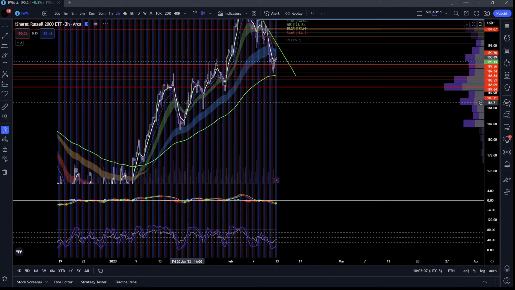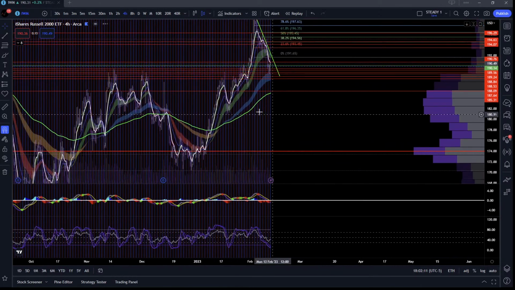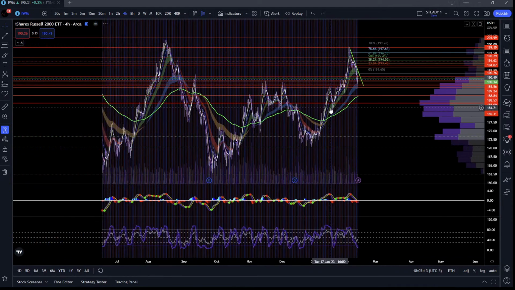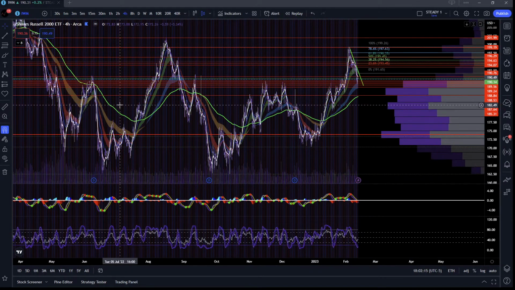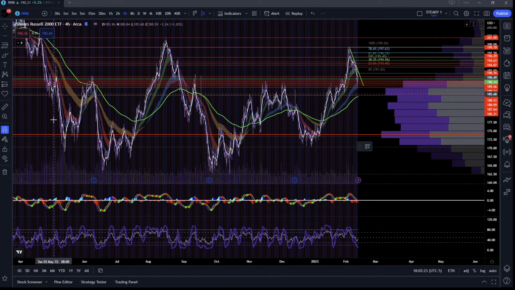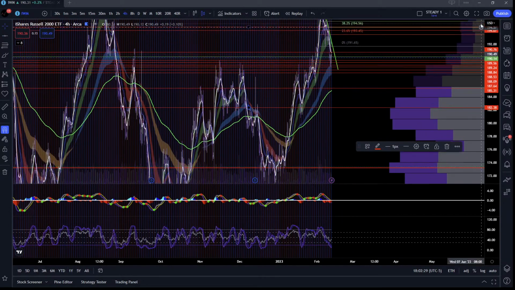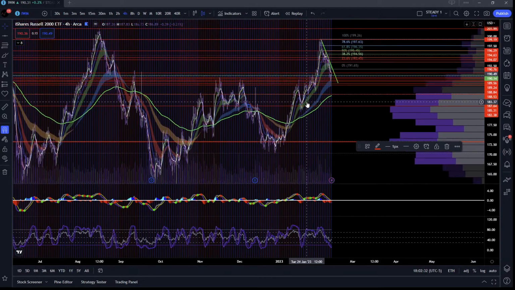So 185.31. Let's see if we can find some more target levels below that. What do I see here? That might be a little bit too low, but we are on the larger time frames here. We're not looking at this from a scalping perspective right now. So what was that? 182.38 as another potential target area.